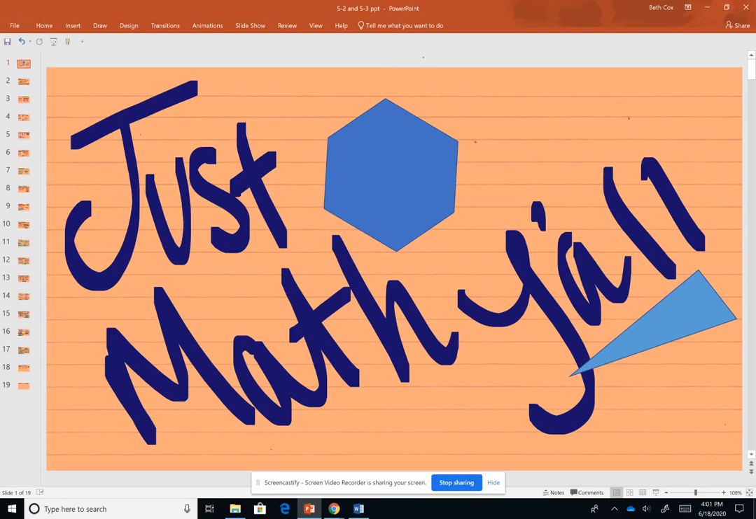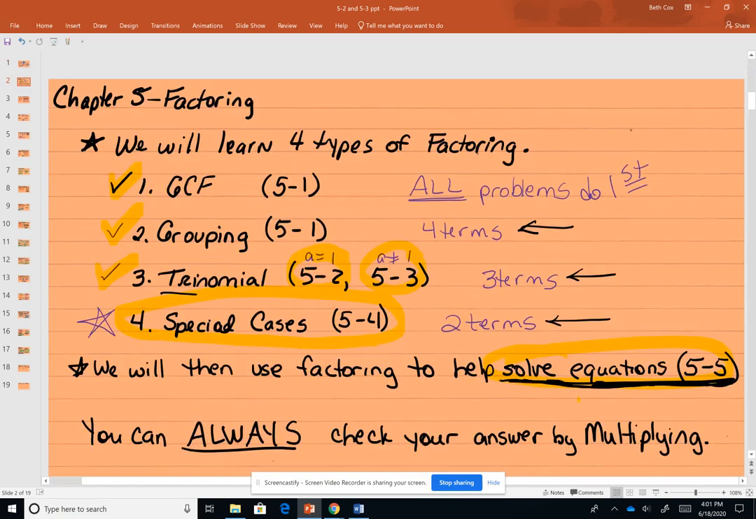Today we are going to do our special cases. So let's look at where we are. These are the 4 types of factoring that you're supposed to learn. The first one's GCF, second one's grouping, third one's trinomial. And last but not least is the special cases. We've got 2 special cases. We want to try to knock those out.